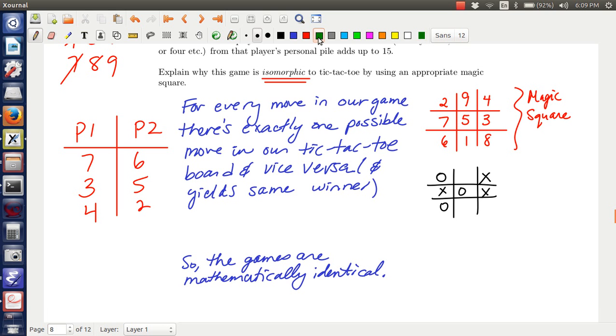But what is important is that you're showing that there is a mapping. There is a correspondence, that for every move in one game, there's exactly one possible move in the other game, and vice versa, and that they yield the same result when played out to their completion. And that's what makes them mathematically identical, in other words, isomorphic. Okay?